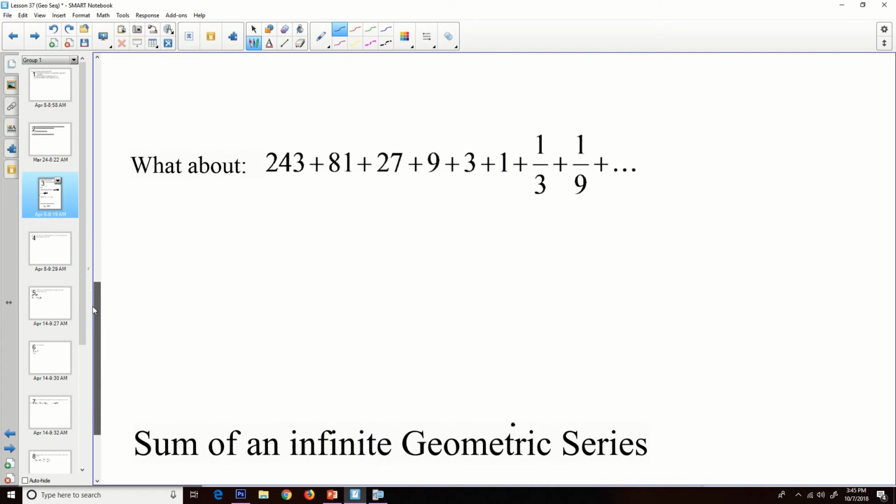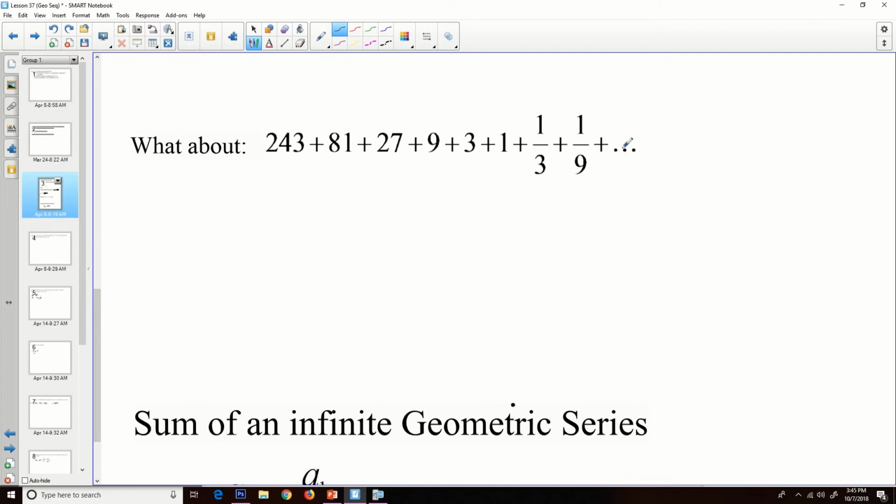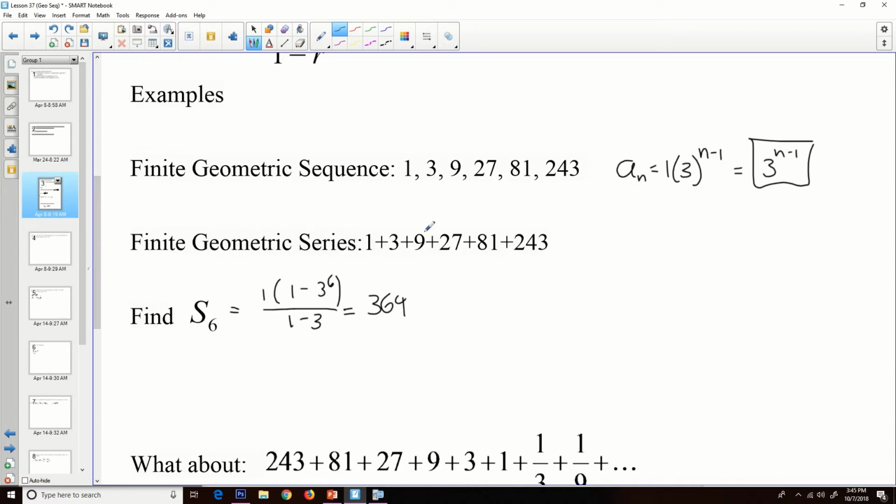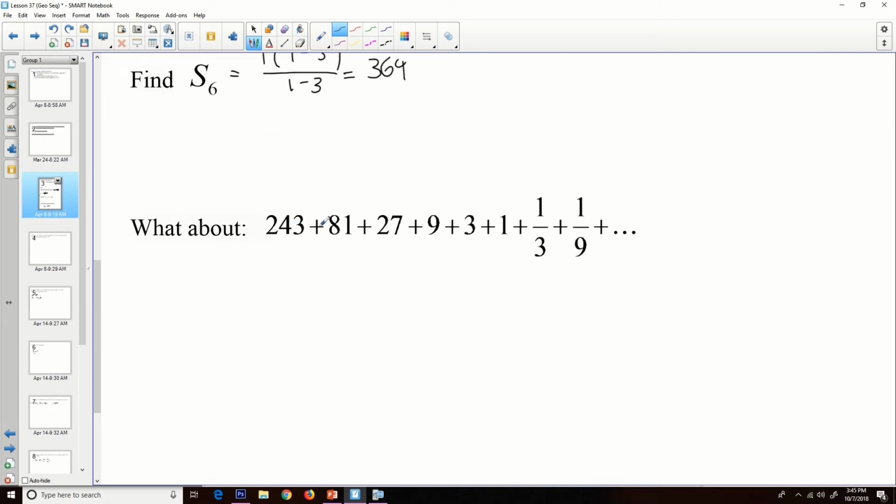Well, this thing actually has a sum, and the reason that it has a sum is that while this series here had a common ratio of 3, we multiplied by 3 each time. This infinite geometric series has a common ratio of 1/3. We go 243 times a third is 81. 81 times a third is 27. 27 times a third is 9. 9 times a third is 3. And 3 times a third is 1, and so forth and so on.